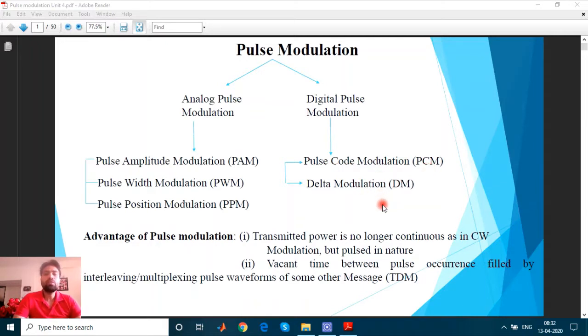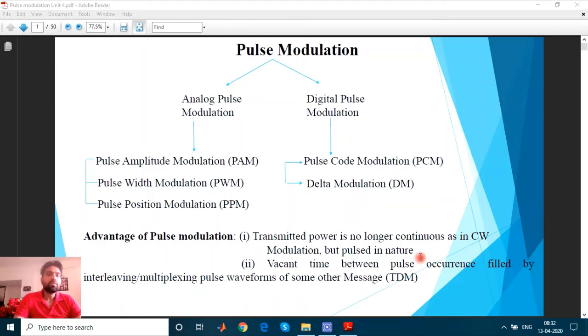As we were talking about the continuous wave, that was the sinusoidal wave, and this time we are having the pulse wave. So try to find out the difference between these two. Transmitted power is no longer continuous as in continuous wave modulation, but pulsed in nature. This is a very crucial point.